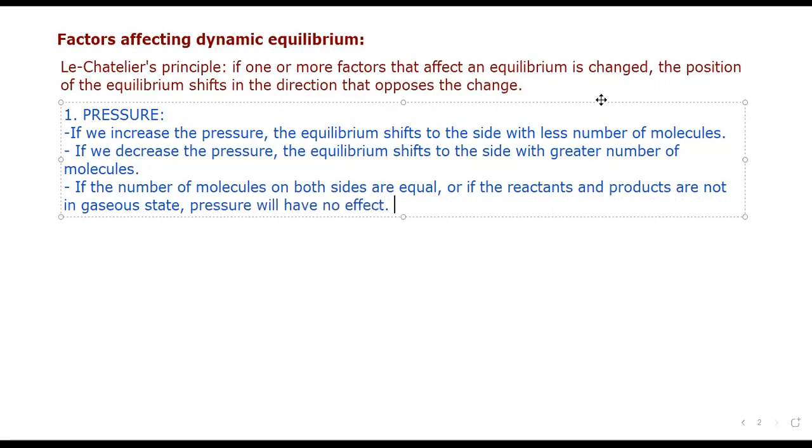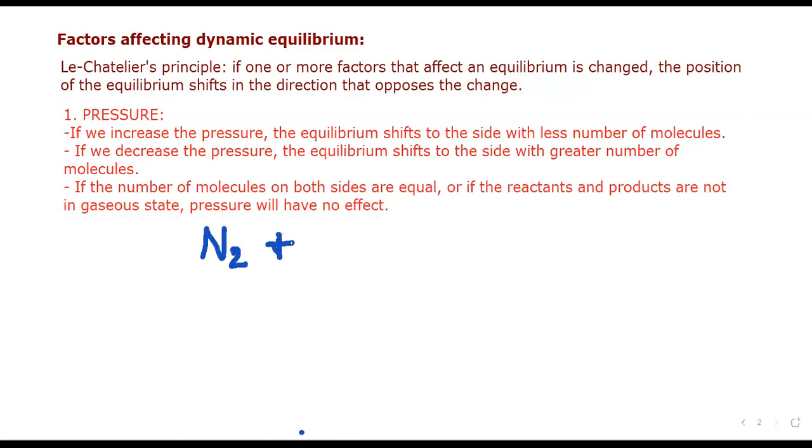Right? Now, I said when we increase the pressure, the equilibrium shifts to the side with less number of molecules, meaning that if this is my equation, we were discussing the ammonia equation, so let's just continue with that, to make things simple for you and me. So in the ammonia equation, this was the equation that you and I had studied, right? Nitrogen plus hydrogen, both of these would be gaseous, react to give us ammonia.